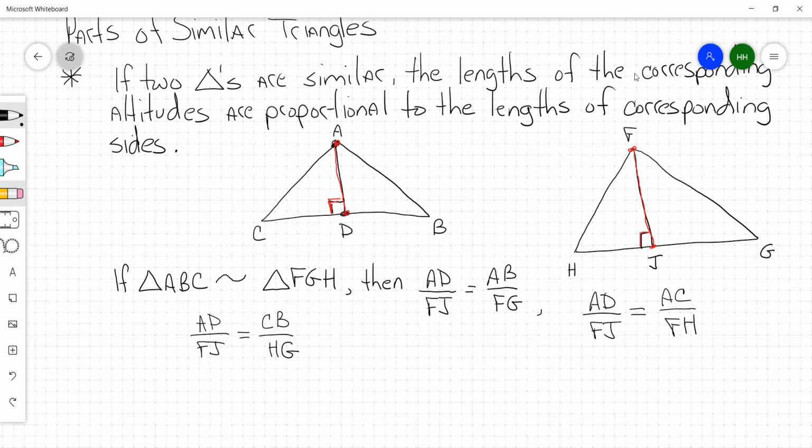Keep in mind that when you write your first proportion, if your altitude is from the triangle on the left and it's in the numerator, then the corresponding side you pick has to be from the triangle on the left and it has to go in the numerator. Got that, Carolina? Good, good.